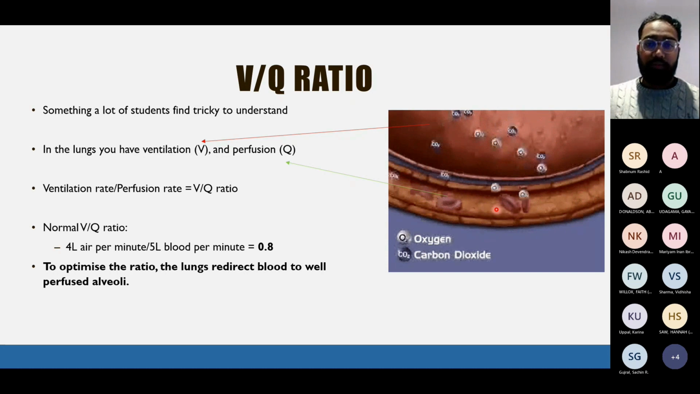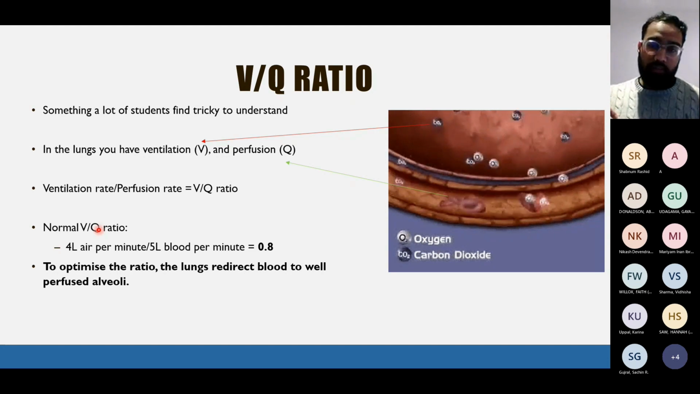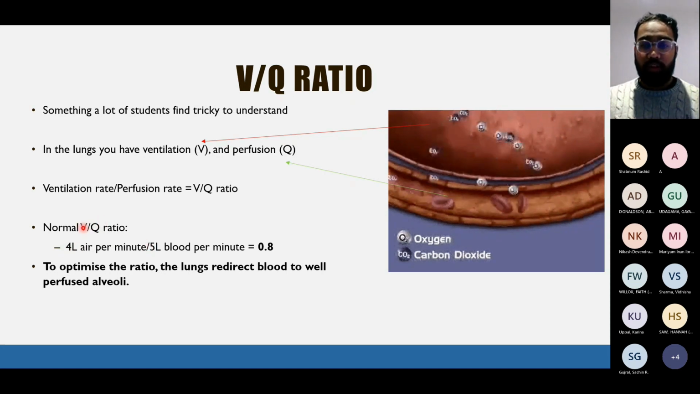So you're going to have changes to the perfusion or changes to the ventilation, and that number is not going to be 0.8 anymore. So if I have a medical problem where a lot of my alveoli are damaged, I'm going to have really poor ventilation because the air physically can't get to the gas exchange point. So ventilation is reduced, even though perfusion is still fine. So if we go into fractions, instead of 4 over 5, it's going to be a much smaller number divided by 5. And that's going to make the VQ ratio smaller.